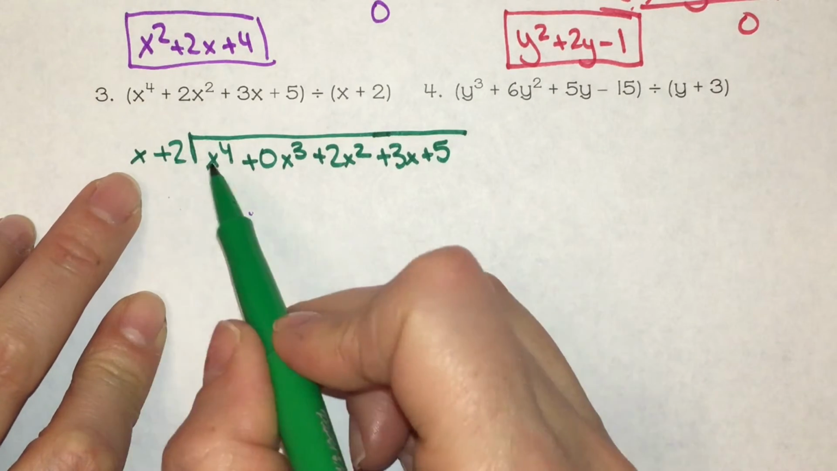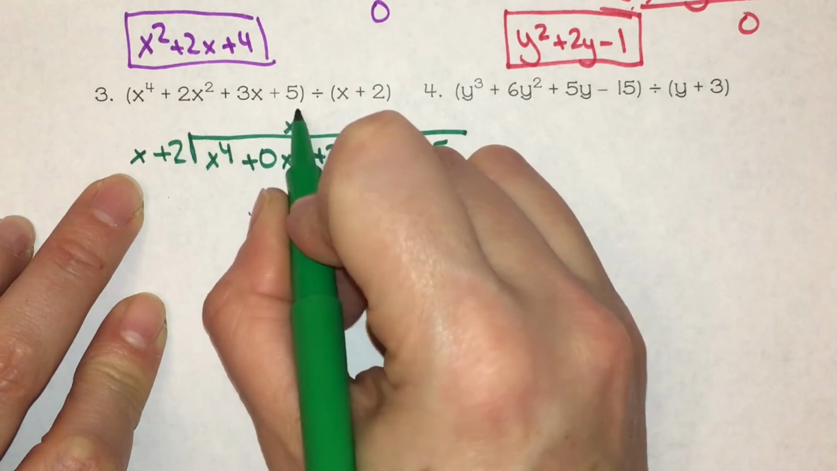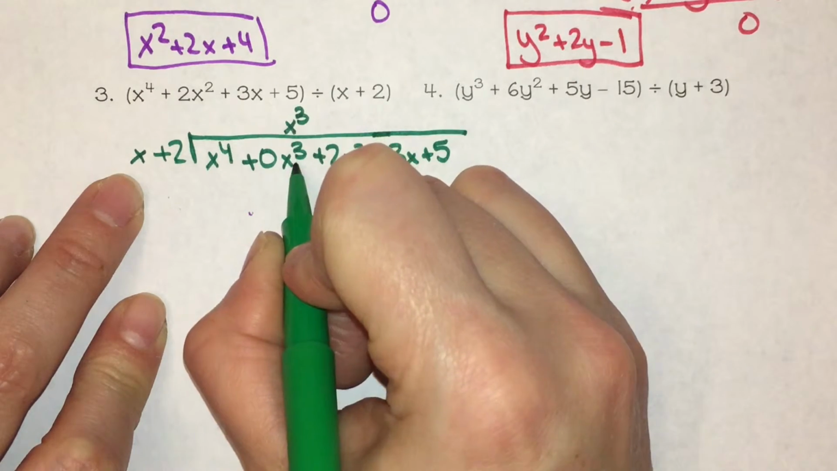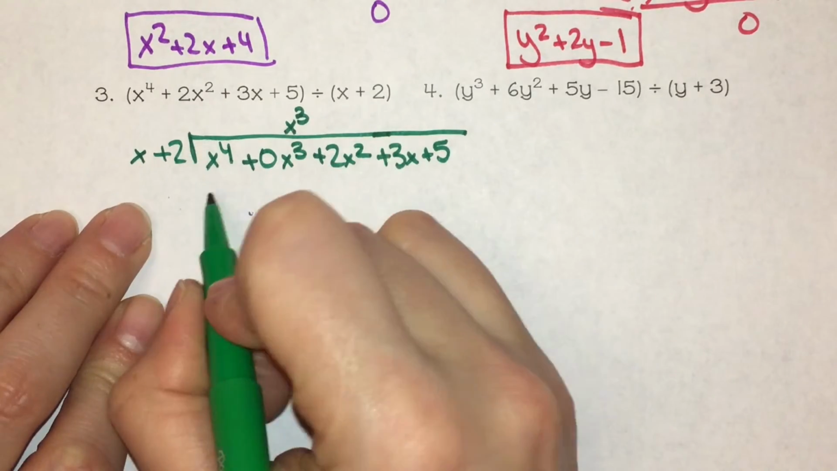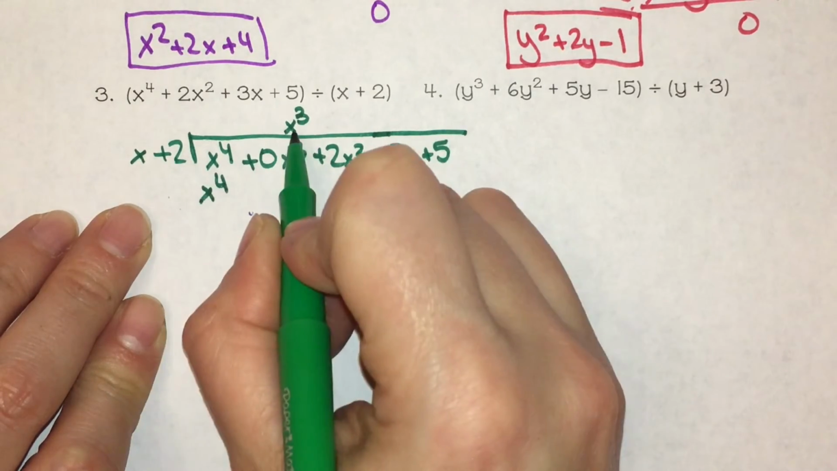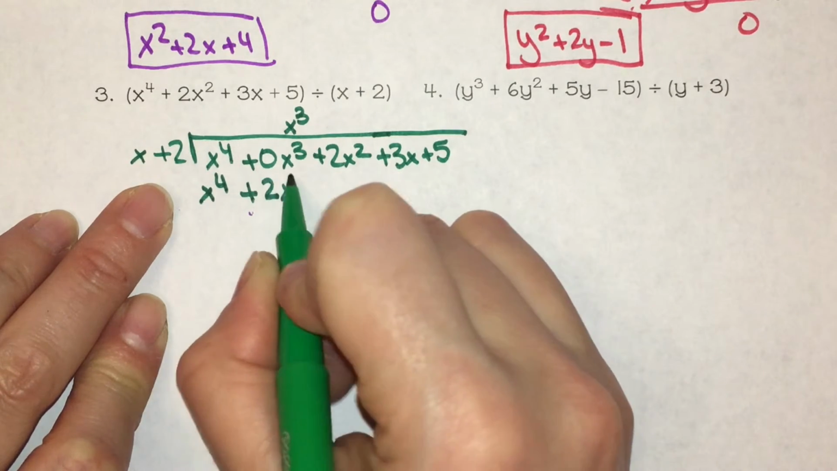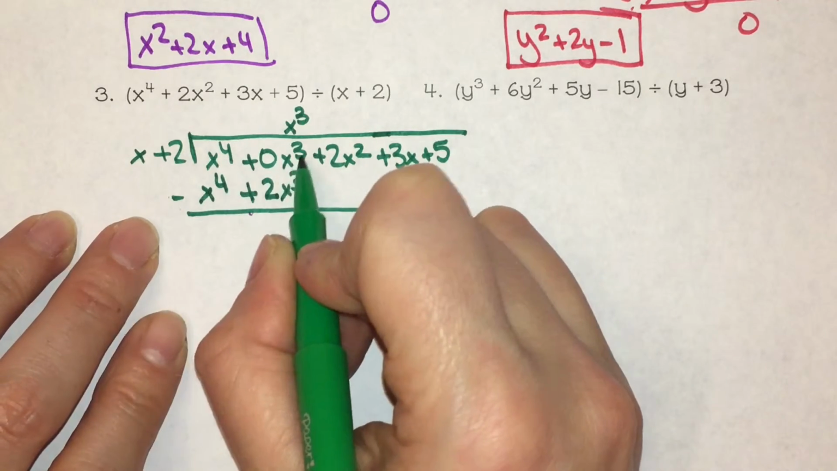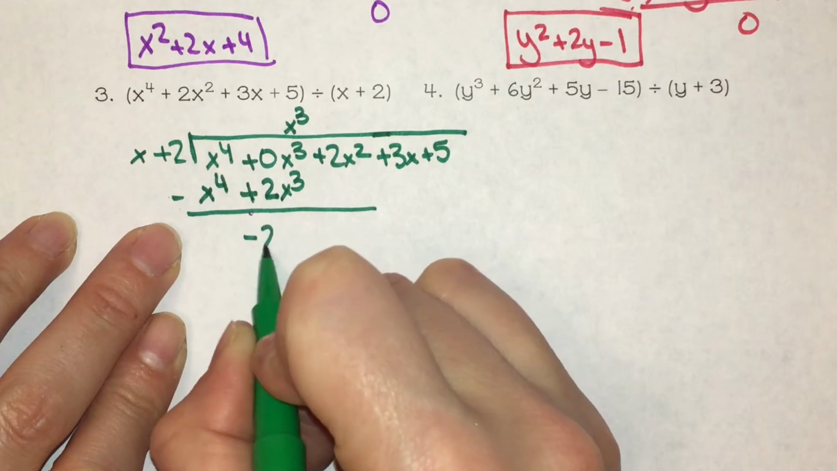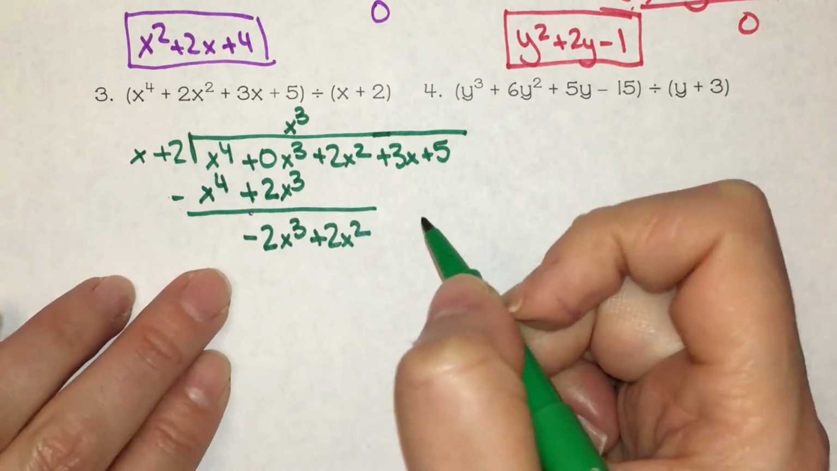All right, we multiply x times x cubed in order to get x to the 4th. So x cubed goes right above 0x cubed. X cubed times x is x to the 4th. X cubed times 2 is plus 2x cubed. When we subtract, we get 0. 0x cubed minus 2x cubed is negative 2x cubed. Bring down plus 2x squared.